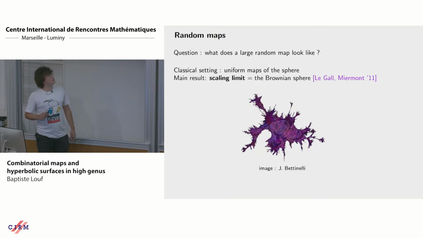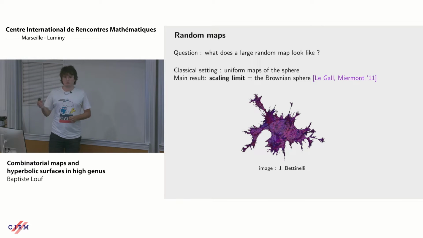And the classical setting is that you're going to take uniform maps of the sphere. So if I want to build a sphere out of, I don't know, 2n triangles, there's a finite number of ways to do it. And then I pick one at random uniformly. And then I send n to infinity.